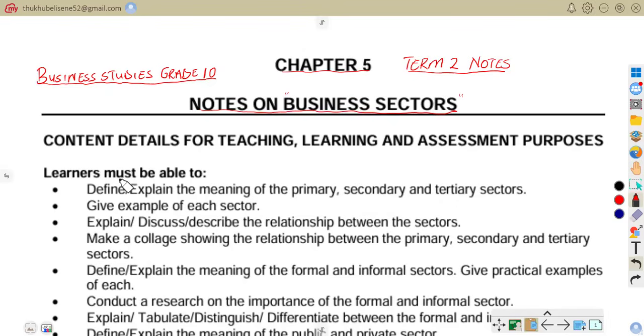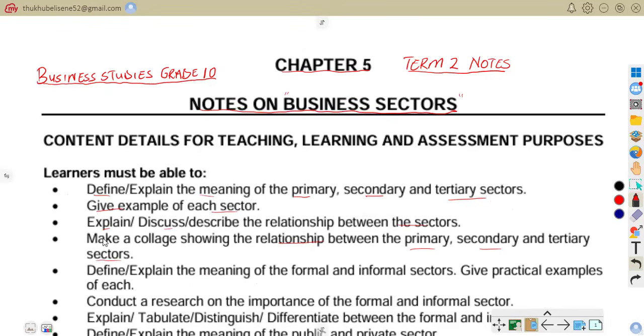And as it says, learners must be able to define and explain the meaning of primary, secondary, and tertiary sectors, and give examples of each sector. Also explain and discuss or describe the relationship between the sectors, and also make a collage showing the relationship between the primary, secondary, and tertiary sector.